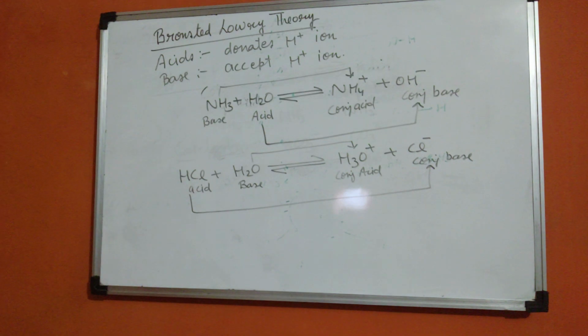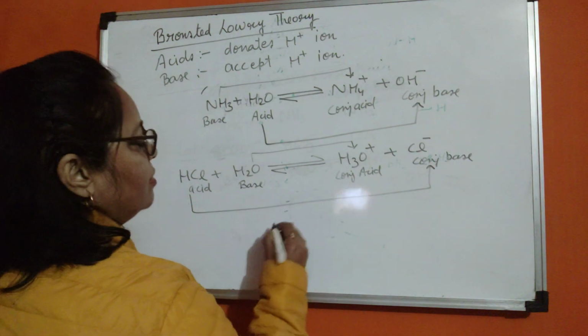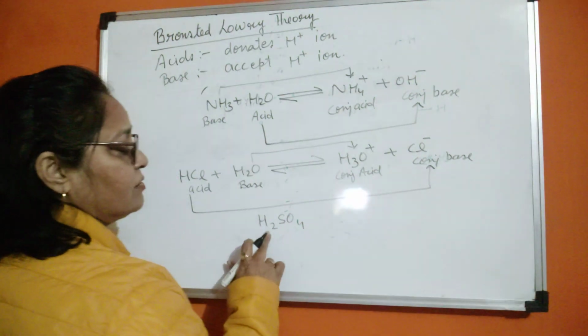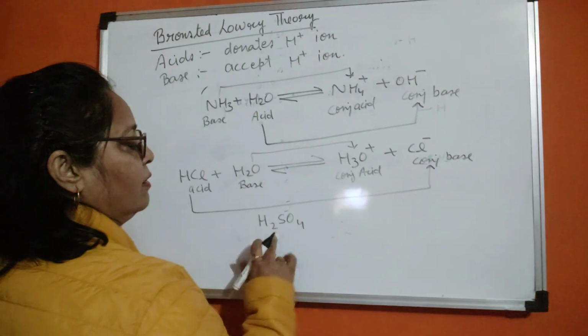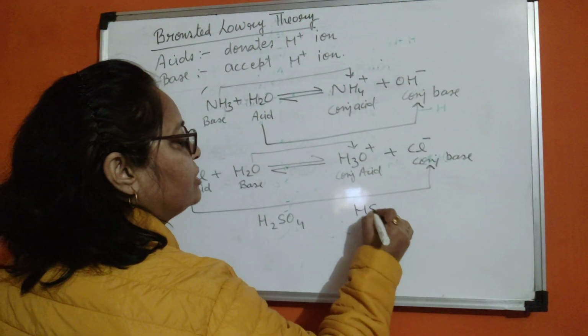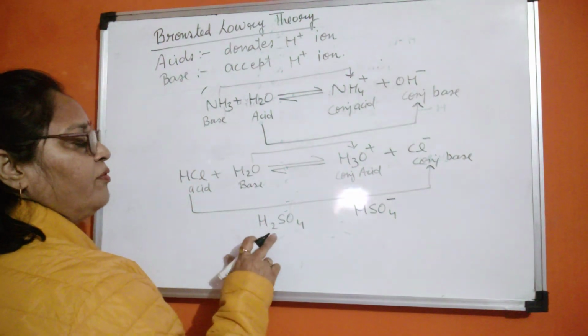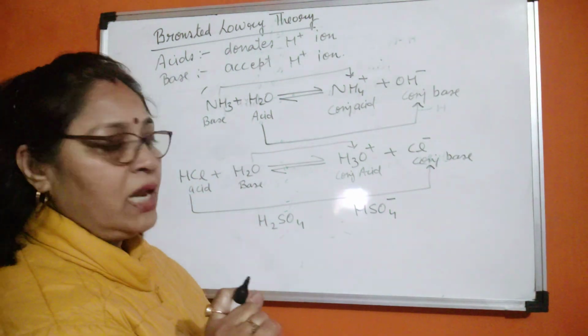Very important one. We have so many examples based on this also, like write the conjugate acids and bases of H2SO4. Suppose your question is write the conjugate base of H2SO4. Now just remove one H plus from this side. After the removal we get HSO4 negative. So the conjugate base of sulfuric acid is HSO4 negative.